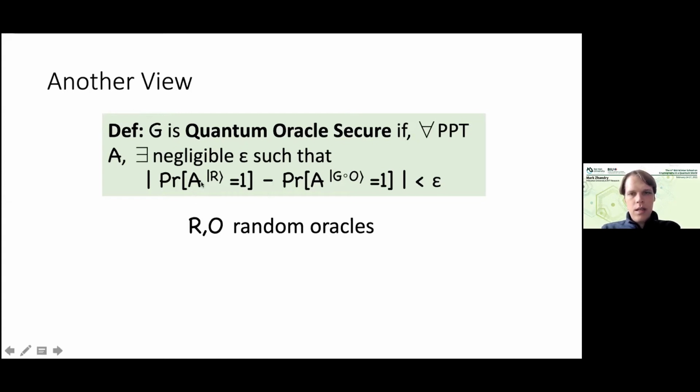Concretely, and here's a typo on my slides, this should be a quantum polynomial time adversary A. G is quantum oracle secure if, for all quantum polynomial time A, there exists a negligible epsilon such that, well, what is A doing? A is making quantum queries to either a truly random function or a random function composed with G. So the oracle that A sees is either every value is chosen uniformly at random, or every value is chosen by first choosing a random seed and then applying the pseudorandom generator G. A is given one of these two oracles, and their goal is to distinguish the two cases. We say that G is quantum oracle secure if a quantum adversary, even making quantum superposition queries to such an oracle, can't tell the difference.